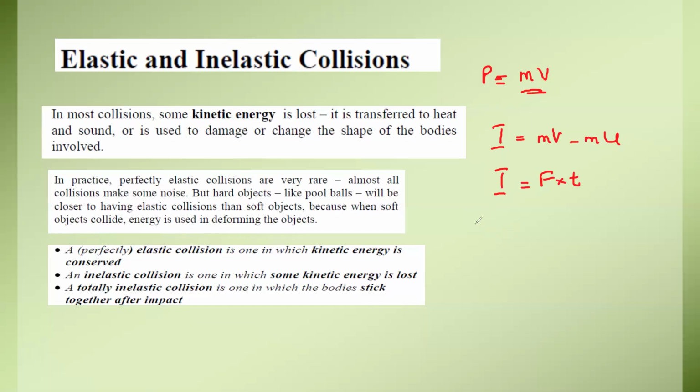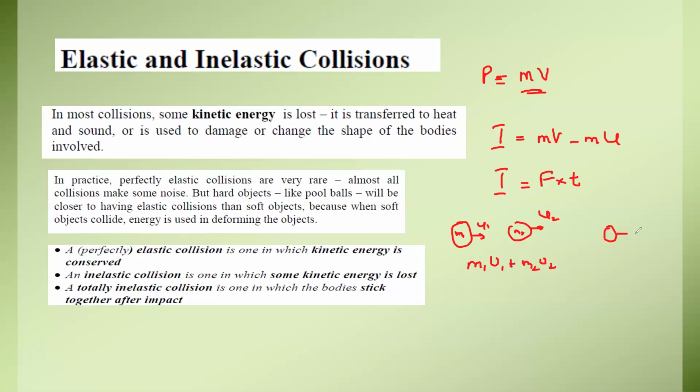Then we did the conservation of momentum, that the total momentum before collision should be equal to the total momentum after the collision. So if we have an object of mass m1 moving with velocity u1 colliding with another mass m2 moving with velocity u2, what is the total momentum before? m1 u1 plus m2 u2.